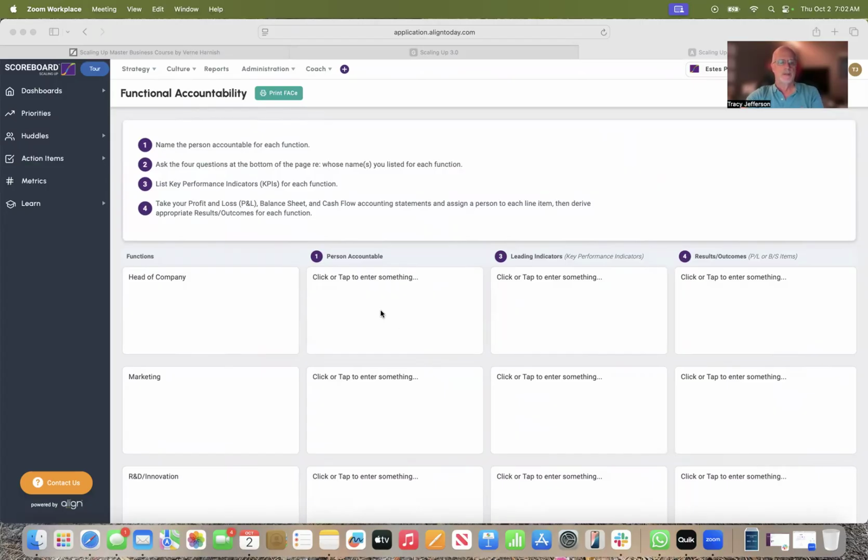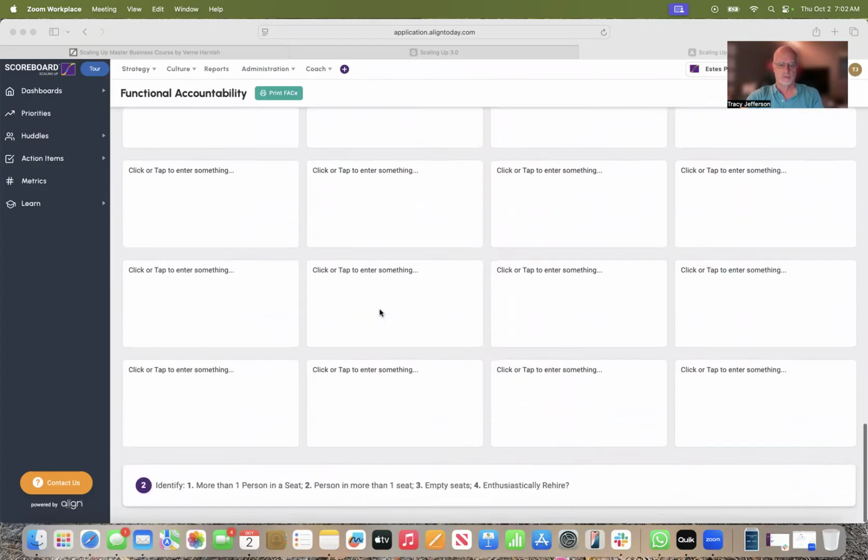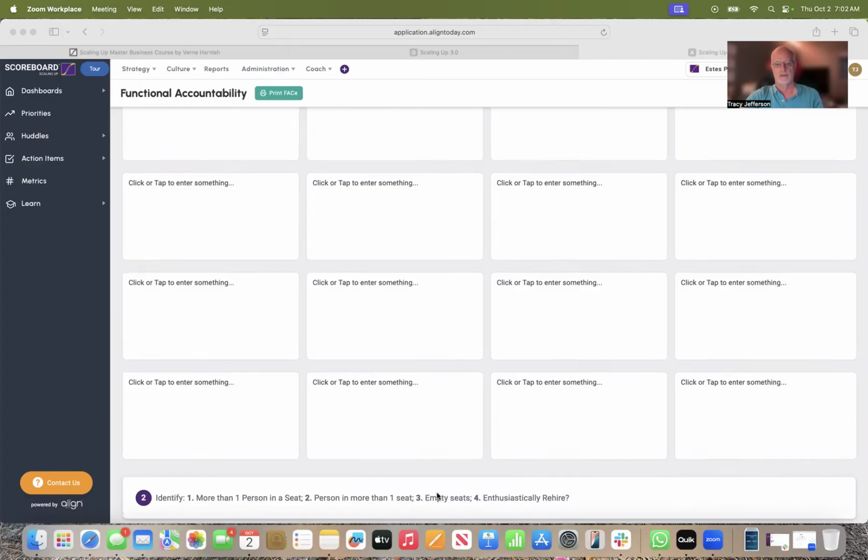And then we have to ask the four questions, kind of touching on what I was just saying. If there's more than one person in the seat, why is that? That's a problem that has to be resolved. Maybe there's a person, and often it's the CEO in smaller companies in particular, that occupies more than one seat. That's a problem. Do we have empty seats? In a company that's scaling up, we may have new positions created, new things in the organization. We might have empty seats, and we need to deal with that.